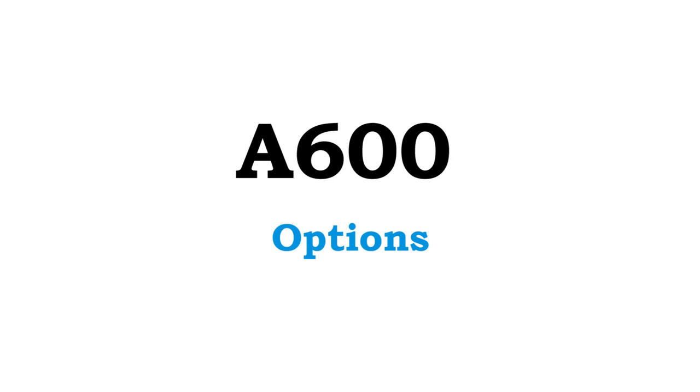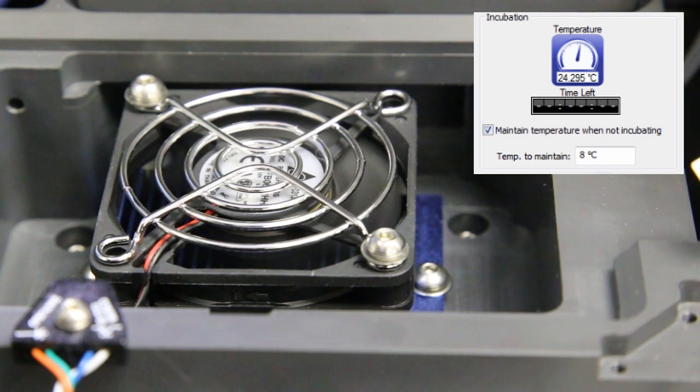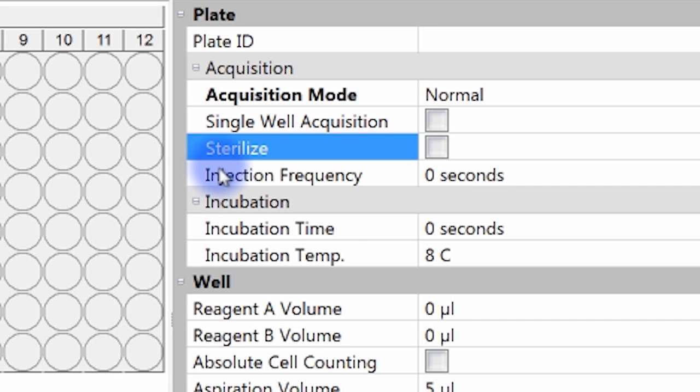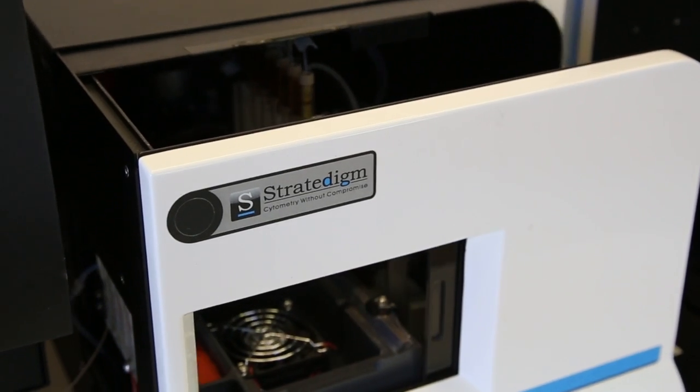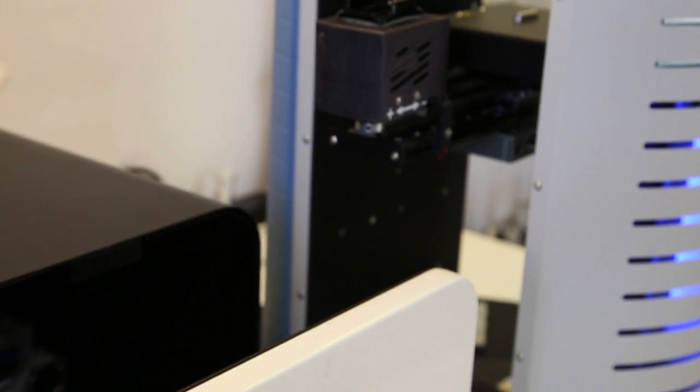The A600 comes with several available options. The A600 can be fully equipped with solid-state temperature control, integrated barcode scanner, probe sterilization in between sample aspirations, and is 100% compatible with the A700 High Throughput Hotel, or HTH.